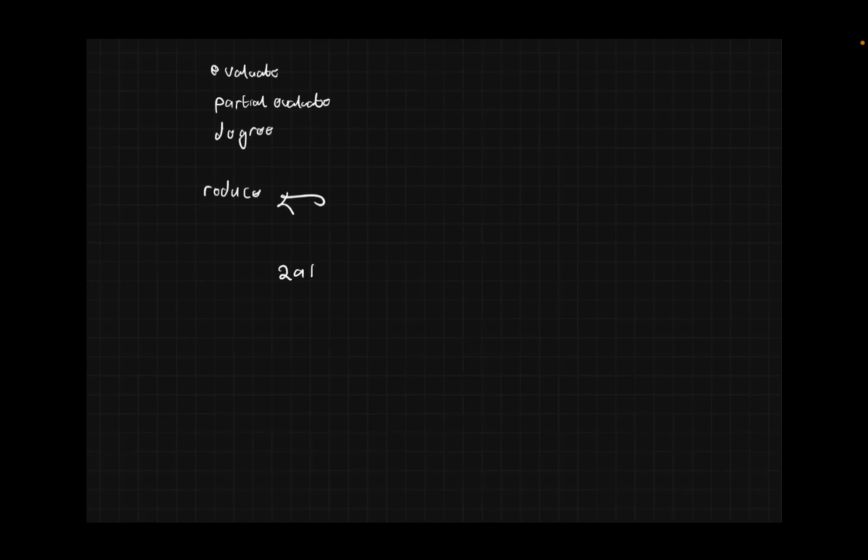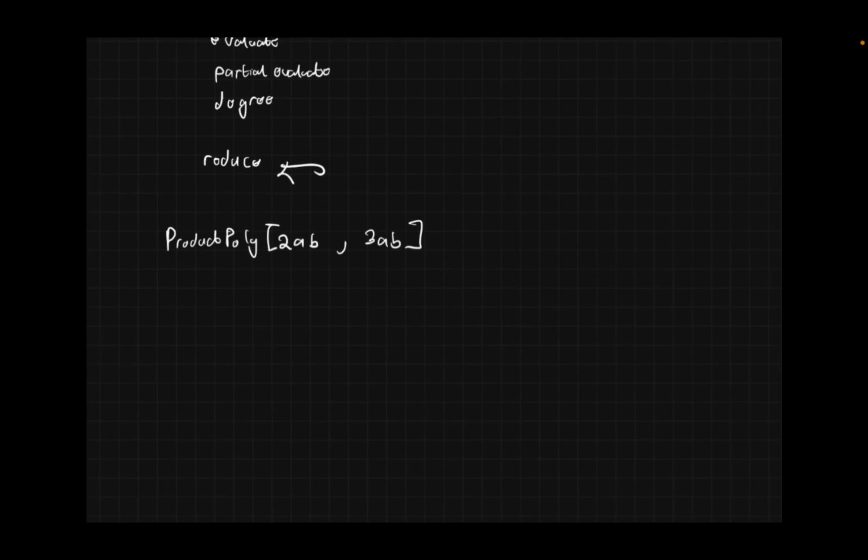Let's say we had 2ab, right? And we had 3ab. Okay? We can represent this using a product poly, right? Make sense? But if we multiply this out properly, that'll be what? 6a squared b squared. Now the evaluation of this polynomial over the Boolean hypercube is, right.